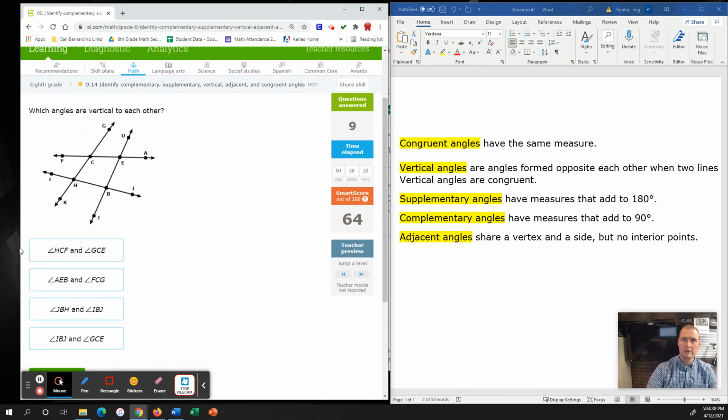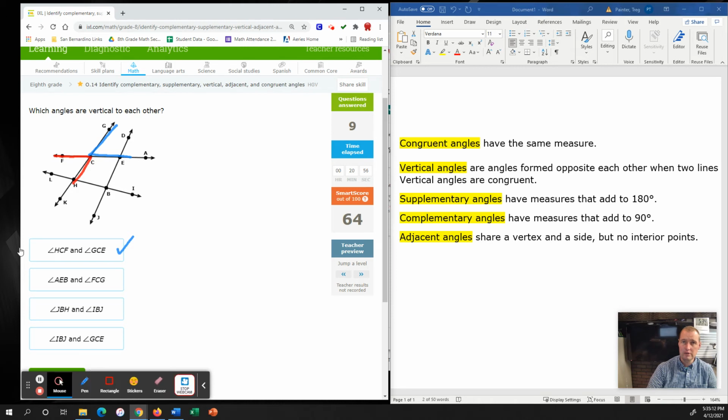Vertical angles, so we're just looking for angles that are directly across. So this one's actually easier than supplementary because supplementary is looking for 180. There's 2 possibilities, but vertical angles, you're just the one directly across. So, vertical angle HCF, and they are saying GCE. That looks good. I don't see anything wrong with that. So first one looks like a good possibility.